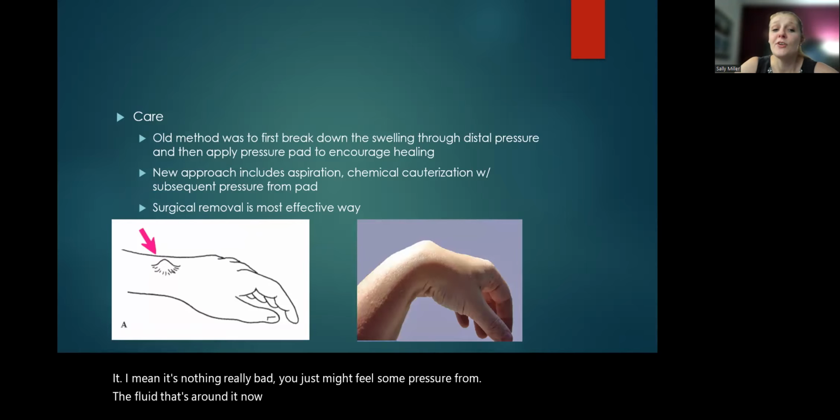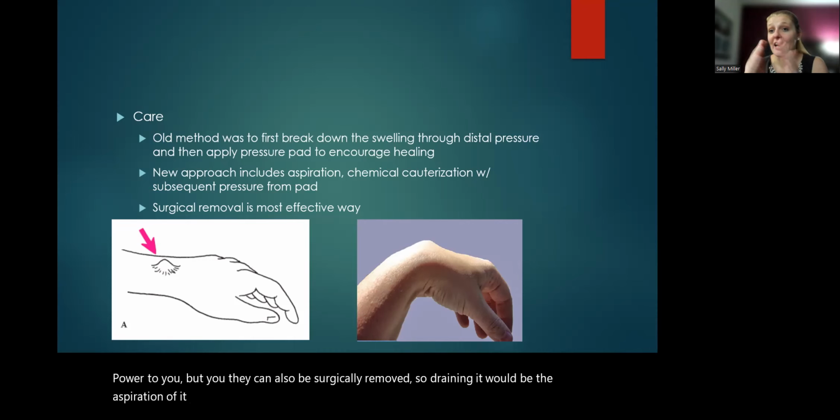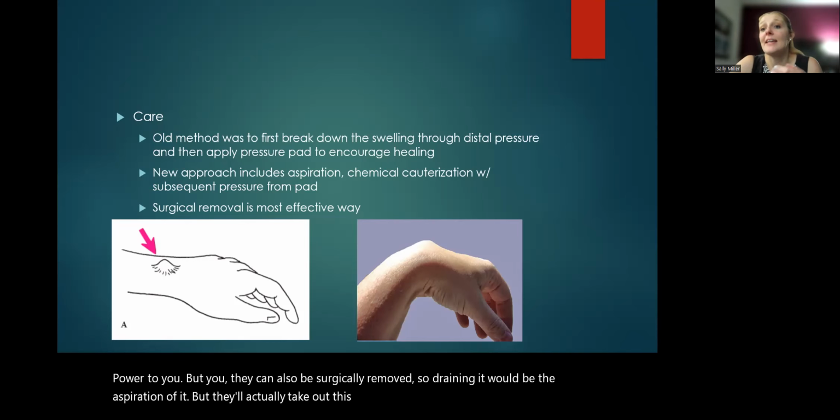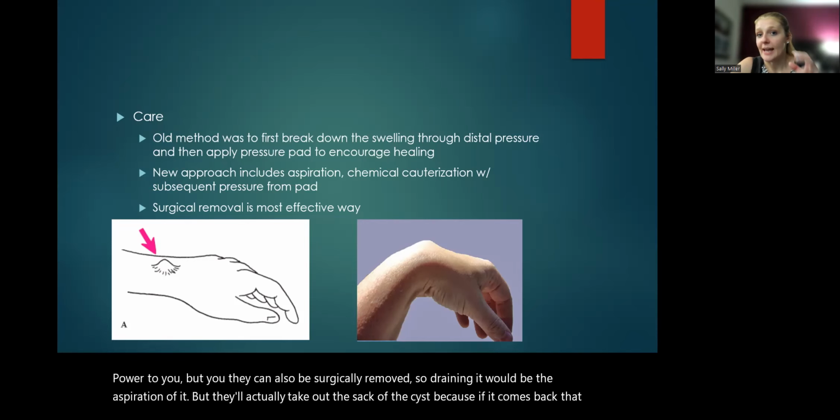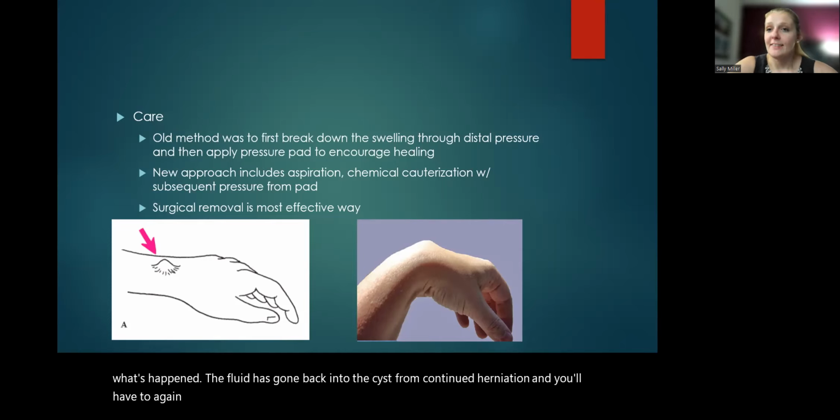Now, if you're gonna burst it in your bathroom, power to you, but they can also be surgically removed. So draining it would be the aspiration of it, but they'll actually take out the sac of the cyst, because if it comes back, that's what's happened. The fluid has gone back into the cyst from continued herniation. And you'll have to, again, get the blood vessels and some of the tissue in the area burned off in some of the prevention of it.